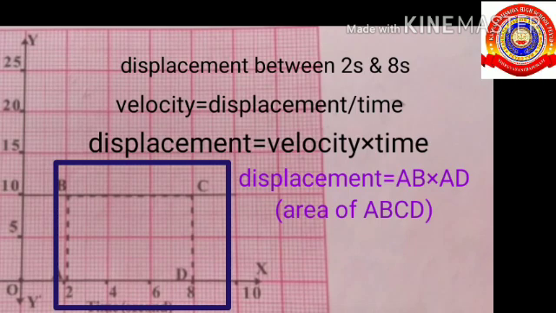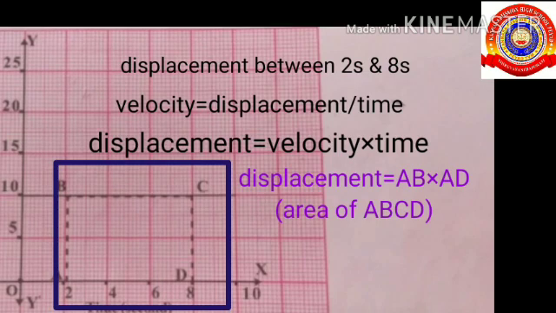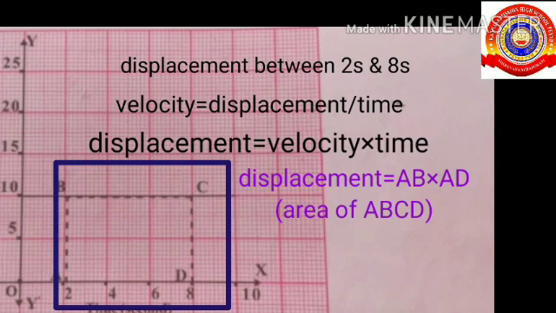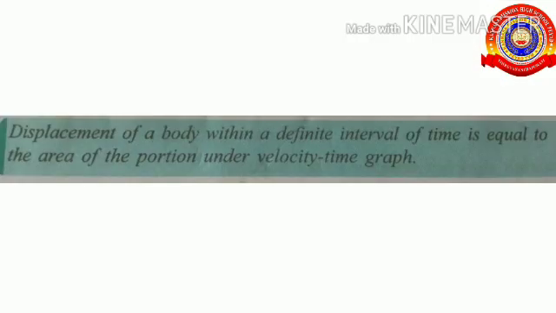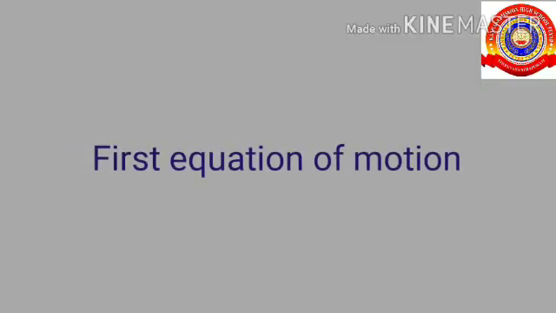Displacement of a body within a definite interval of time is equal to the area of the portion under the velocity time graph. That is, for a body which moves in a definite interval of time, the displacement is equal to the area of the portion under the velocity time graph. Next, we are moving to the first equation of motion.